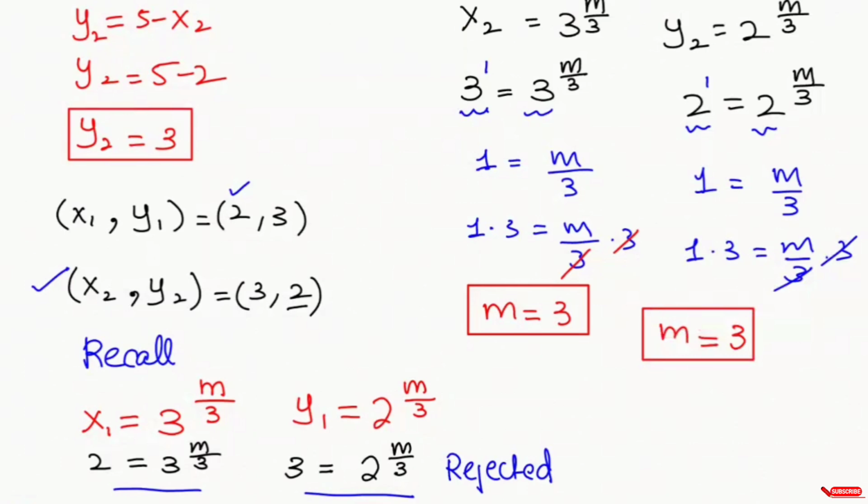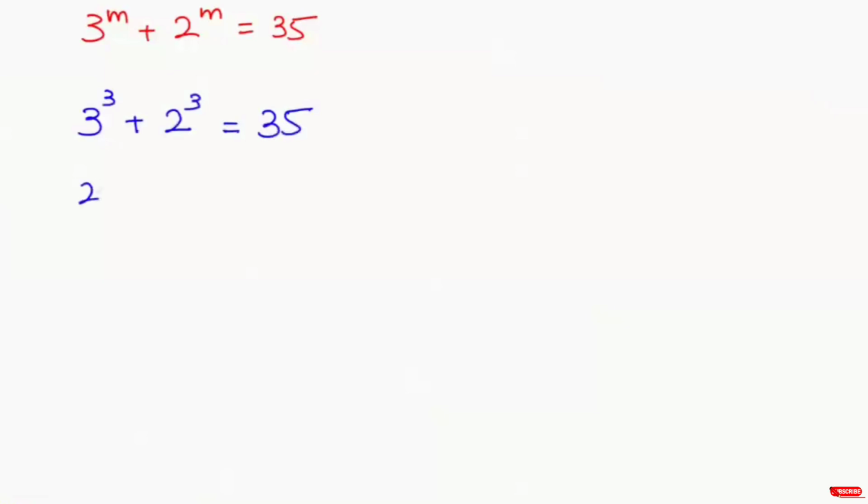I'm going to verify my answer by plugging in the value of m as 3. So the expression we have here is 3 to the power of m plus 2 to the power of m is equal to 35. Now 3 to the power of 3 is equal to 27, plus 2 to the power of 3 is equal to 8, is equal to 35. And here the left hand side is equal to the right hand side. So the value of m that we found, that is 3, is absolutely correct.